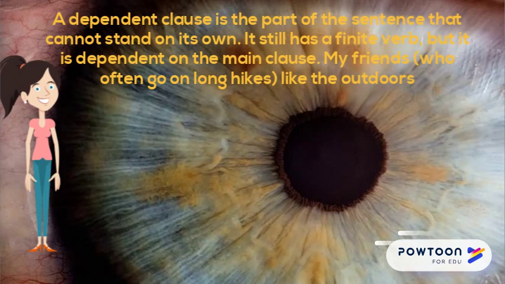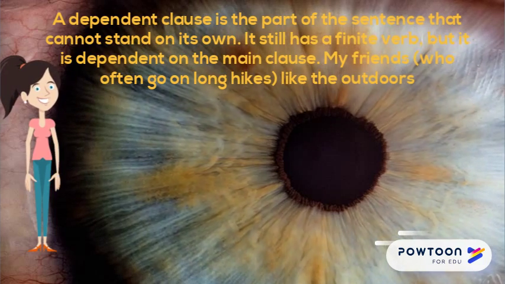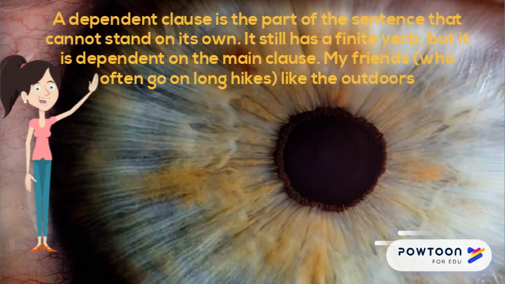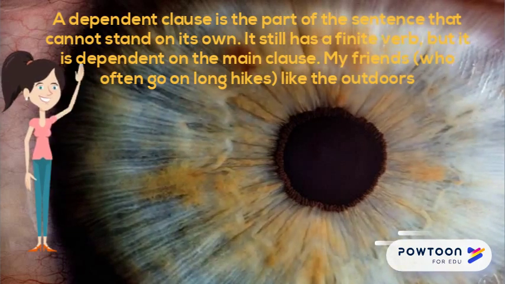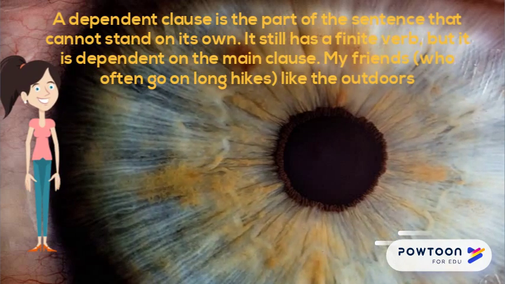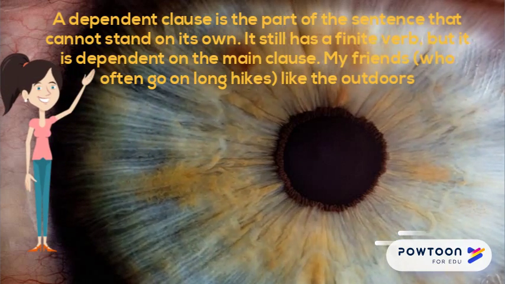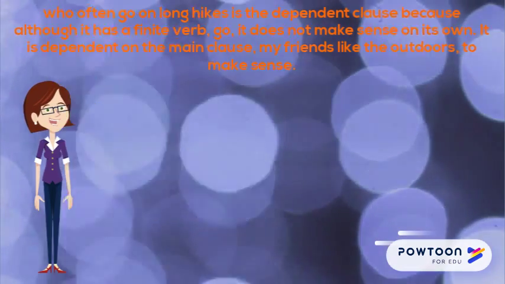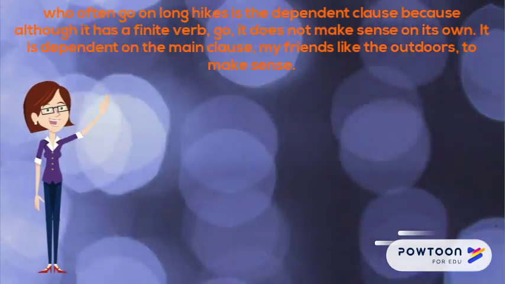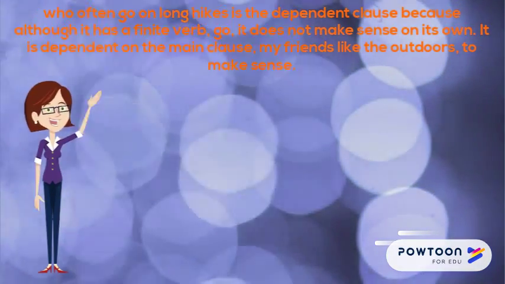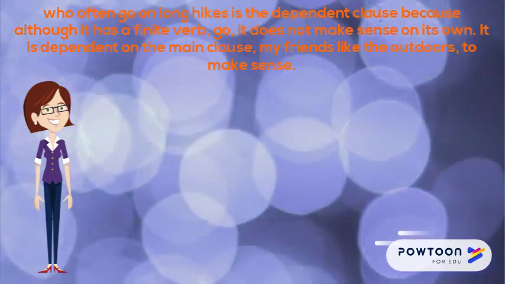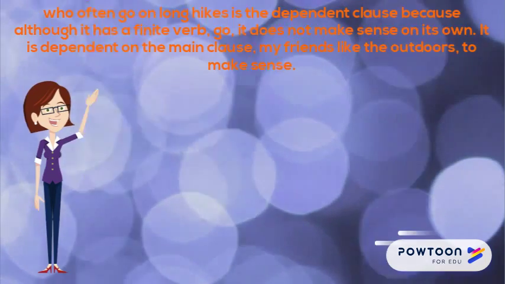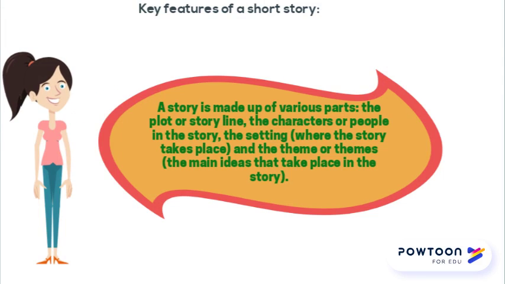Now let's look at dependent clauses. A dependent clause is a part of the sentence that cannot stand on its own. It still has a finite verb, but it is dependent on the main clause. My friends, who often go on long hikes, like the outdoors. Who often go on long hikes is a dependent clause because although it has a finite verb, go, it does not make sense on its own. It is dependent on the main clause, my friends like the outdoors, to make sense.